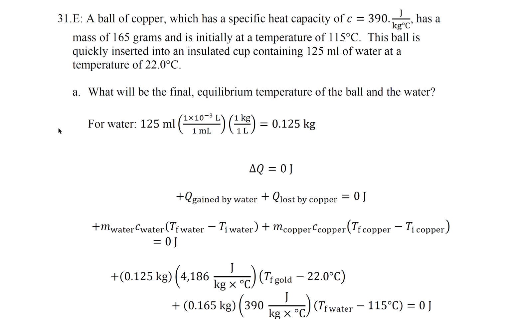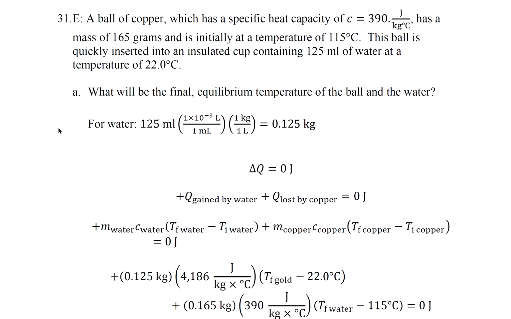Question 31. A ball of copper, which has a specific heat capacity of 390, has a mass of 165 grams and is initially at a temperature of 115 degrees Celsius. This ball is quickly inserted into an insulated cup containing 125 milliliters of water at a temperature of 22 degrees Celsius. Part A, what will be the final equilibrium temperature of the ball and the water?